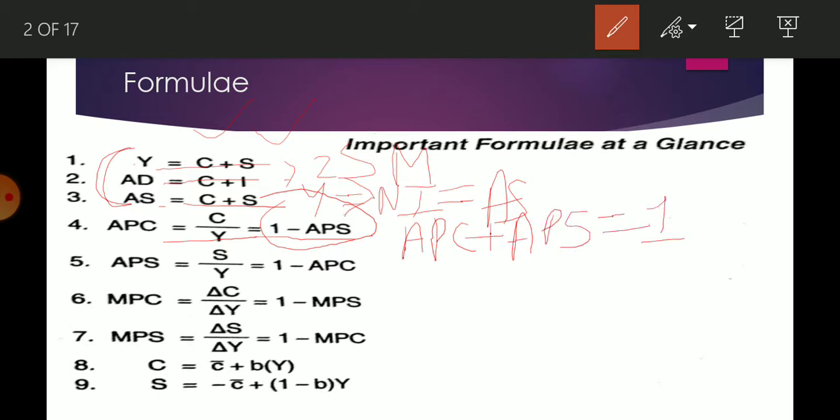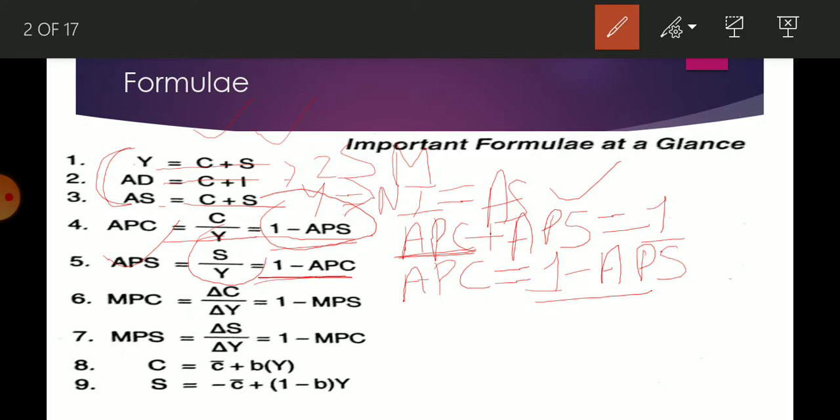Now suppose the value of APS is given and you want to find out the value of APC, how can we get it? It will be APC is equal to 1 minus APS. This is written here. Now next is given APS. APS means S upon Y, and we can also calculate APS by using this equation, 1 minus APC. So how is it derived? It is derived from this equation.